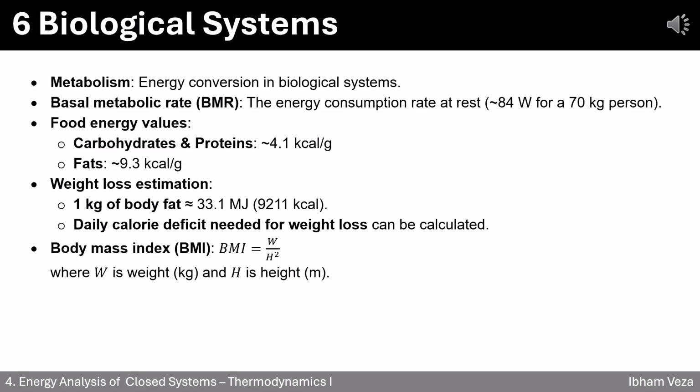Food gives us energy, and it varies by type. Carbohydrates and proteins give around 4.1 kilocalories per gram, while fats pack more energy, around 9.3 kilocalories per gram. When it comes to weight loss, there's a helpful rule of thumb. Burning 1 kilogram of body fat equals about 33.1 megajoules, or 9211 kilocalories. From this, we can estimate how much daily calorie deficit we need to lose weight over time.